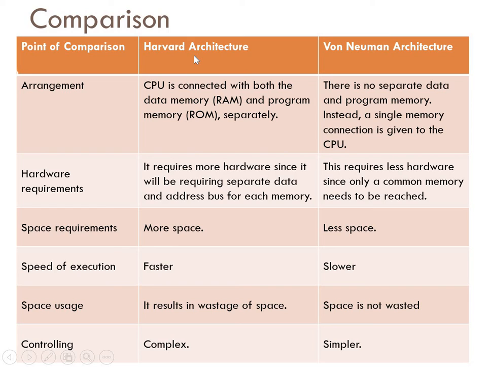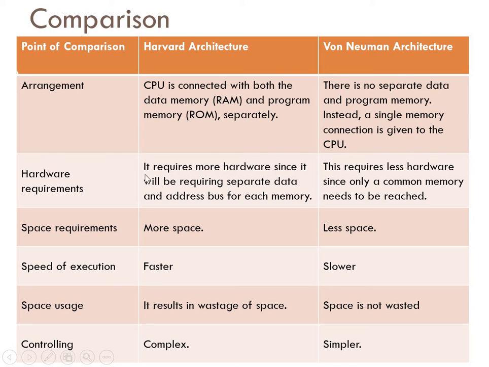If we compare the Harvard architecture and von Neumann architecture, looking at the arrangement, we have seen that the CPU is connected with both RAM and ROM separately in case of Harvard architecture. But with von Neumann, there is no separate data and program memory. Instead, only a single memory connection is given to the CPU. This was the basic difference between the Harvard and the von Neumann architecture.